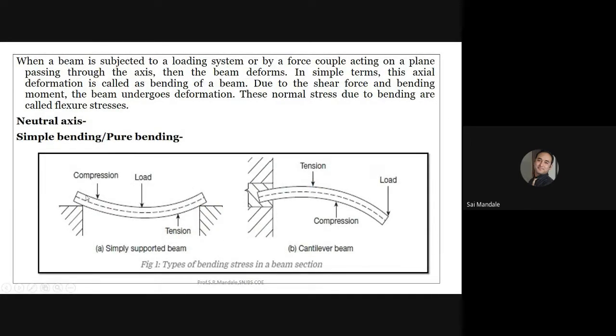This is the beam which is supported at both ends, which is a simply supported beam, and this is one other type of beam, the cantilever beam, which has one end fixed and the other end free. When it bends, there is a deformation like this. Accordingly, there is compression at the top layer and tension at the bottom layer, and exactly opposite to that is observed in the cantilever beam.